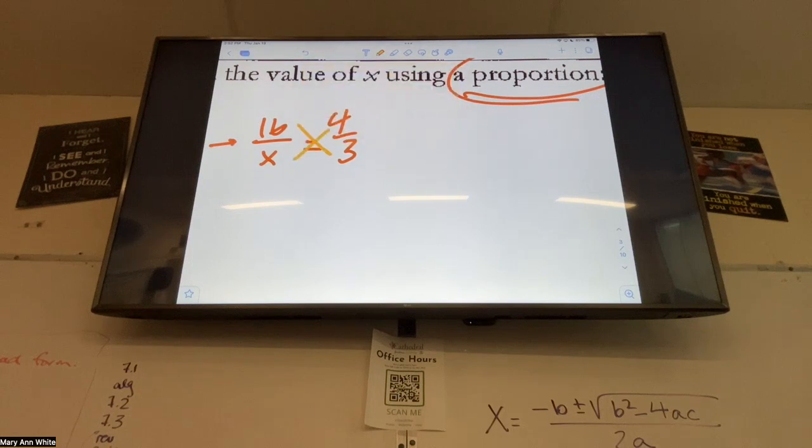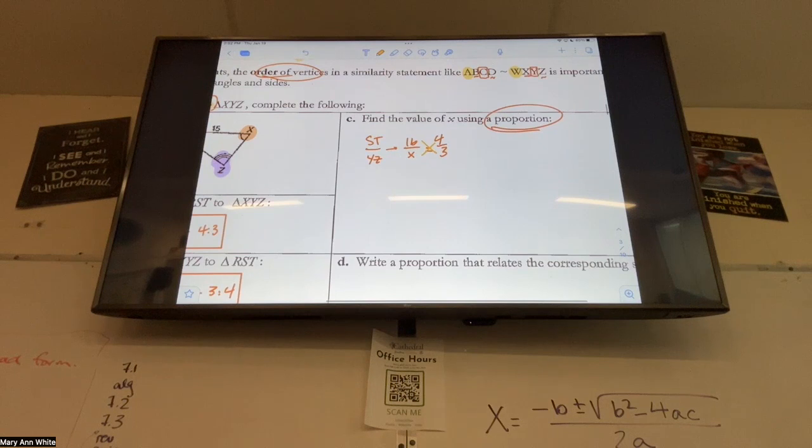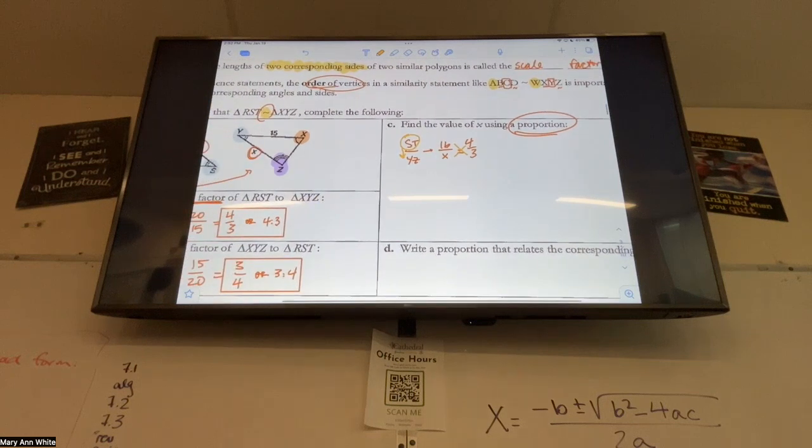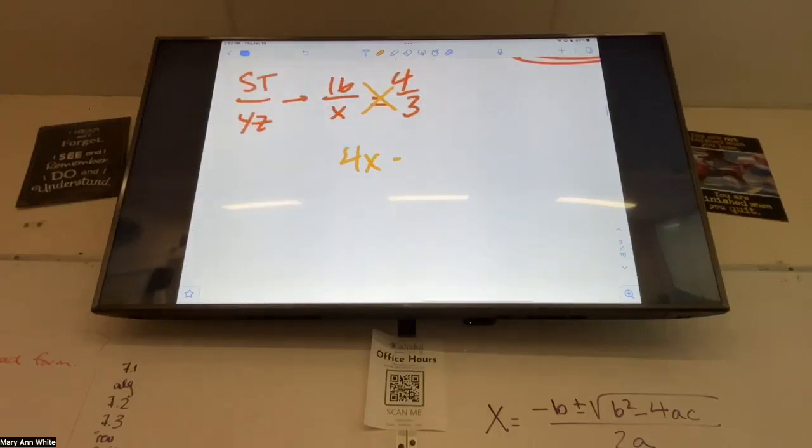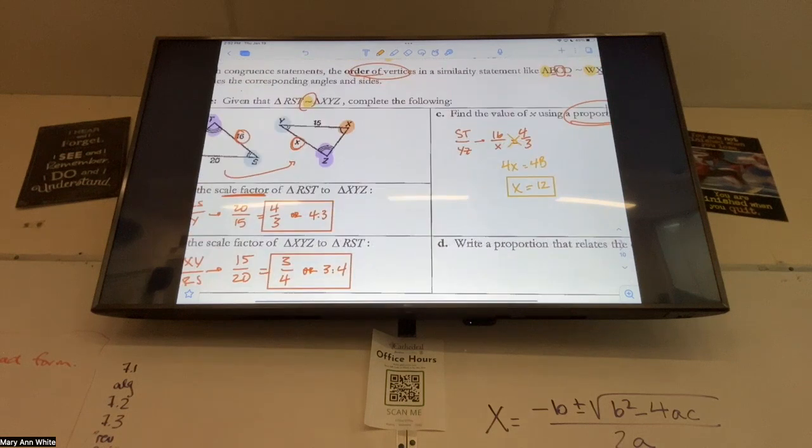Wait, how is it equal to 4? Because I went from RST to XYZ. And so I used the scale factor that went from RST to XYZ. X equals 12. Equals 12, good. Perfect. Now we could find the missing side, but it didn't ask us to, so we're not going to.